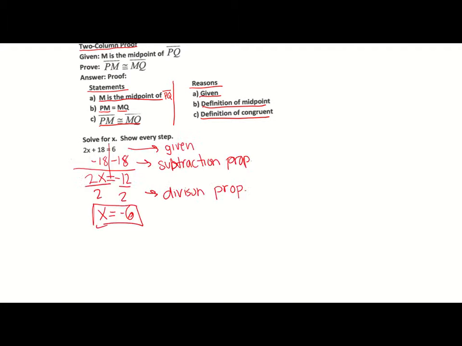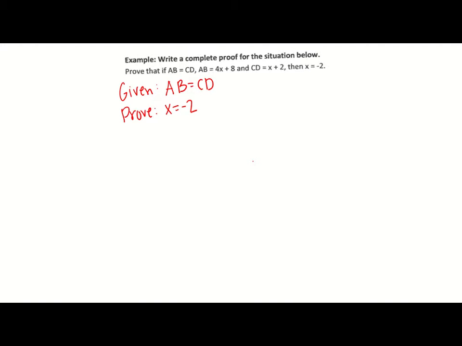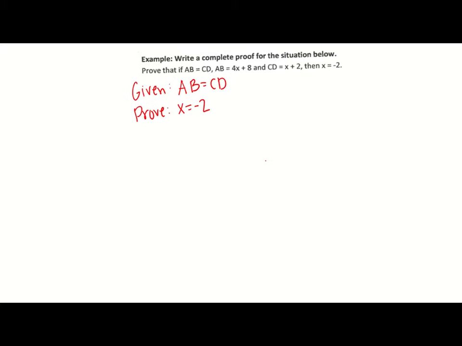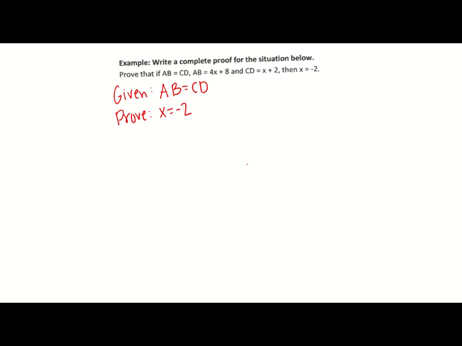Okay, so let's look at another example. This example says write a complete proof for the situation. Prove that if AB equals CD, so this is our given information at the top, if AB equals 4x plus 8 and CD equals x plus 2, then x equals negative 2. So we need to set up our two columns. We have our statements on this side and our reasons on the right side.